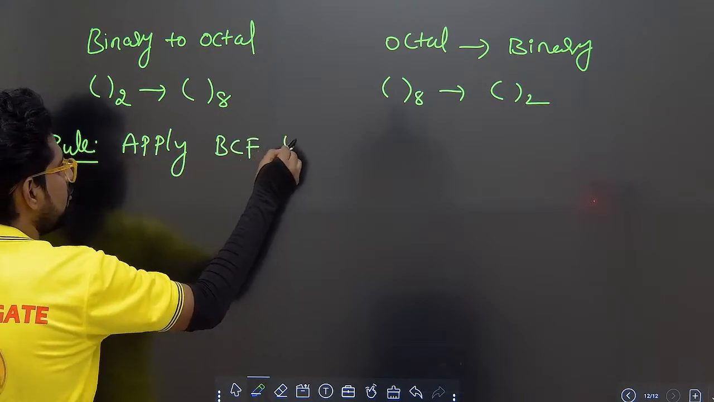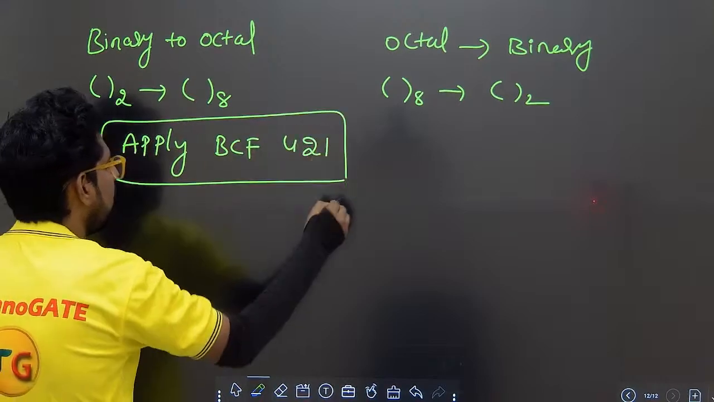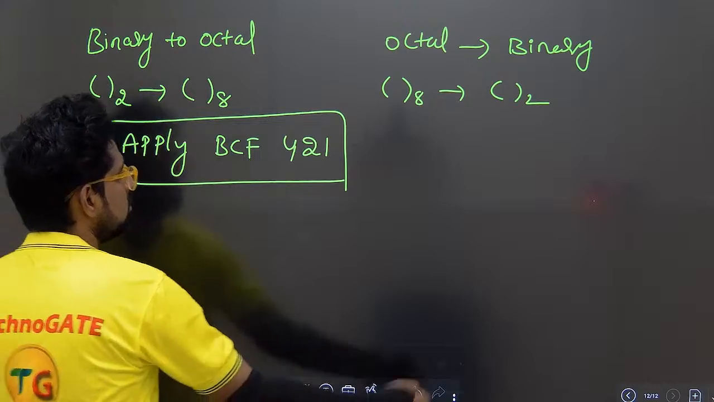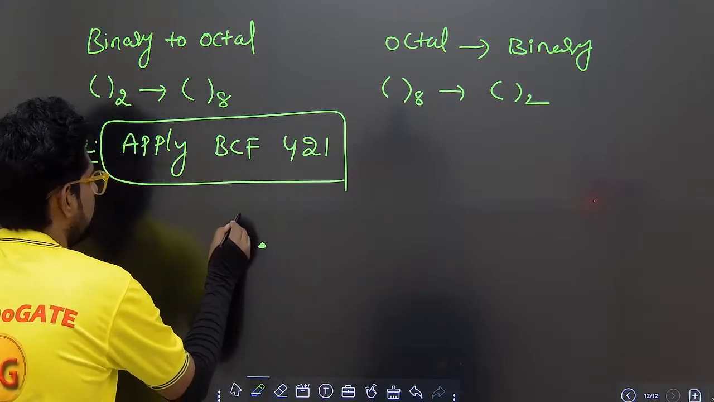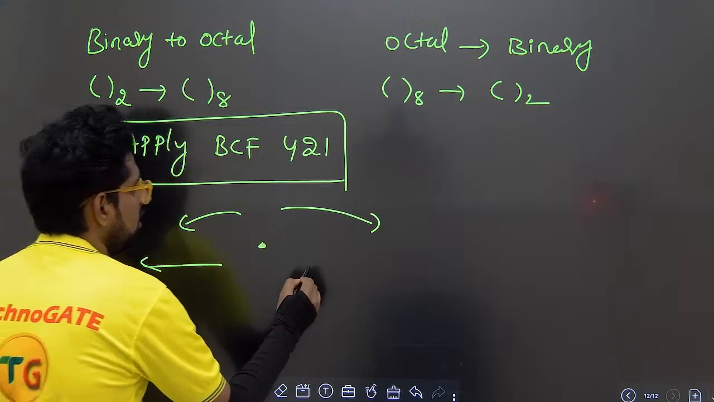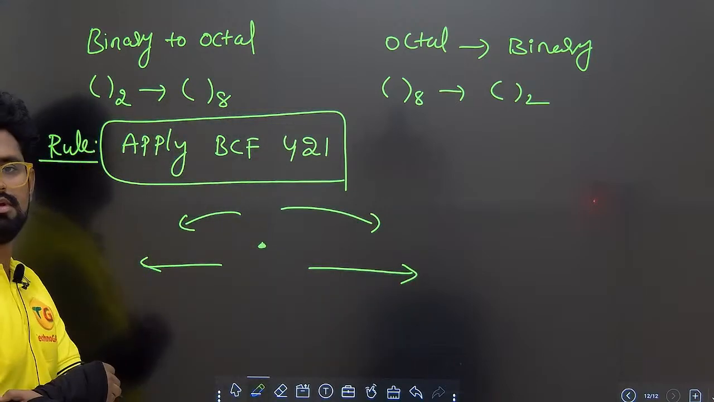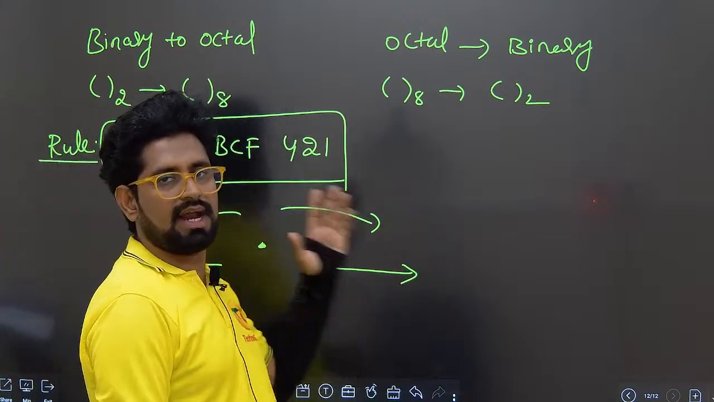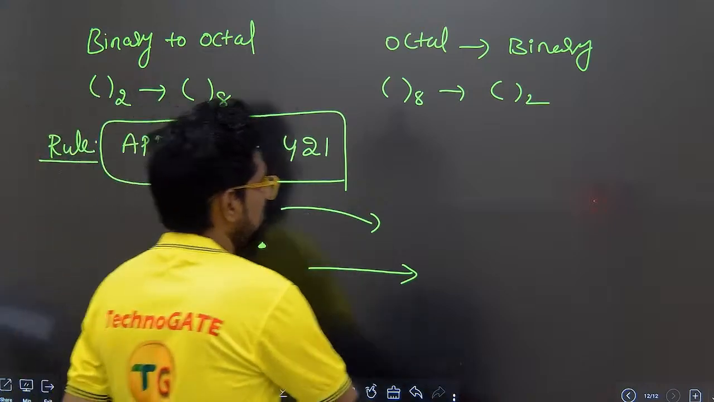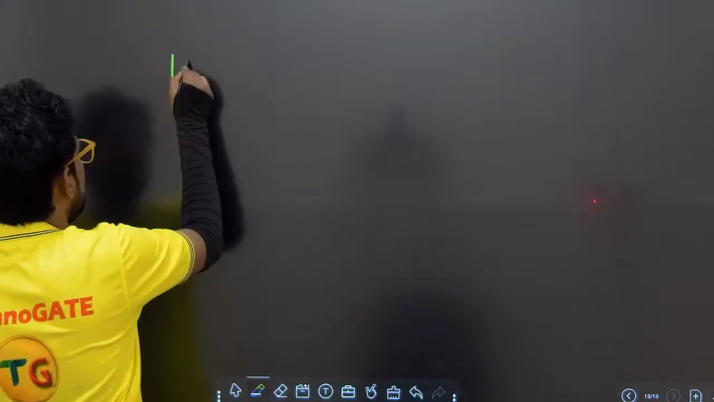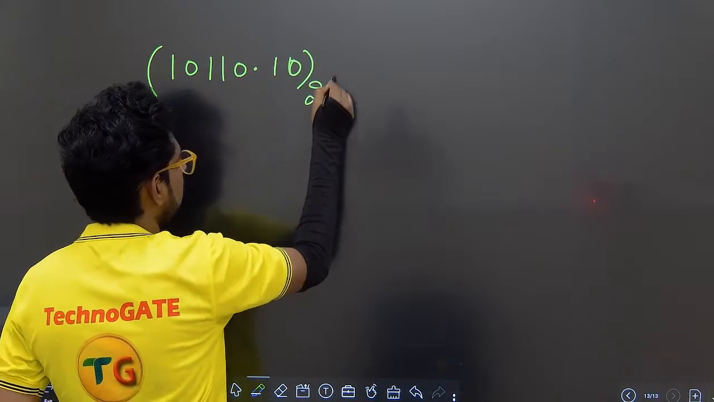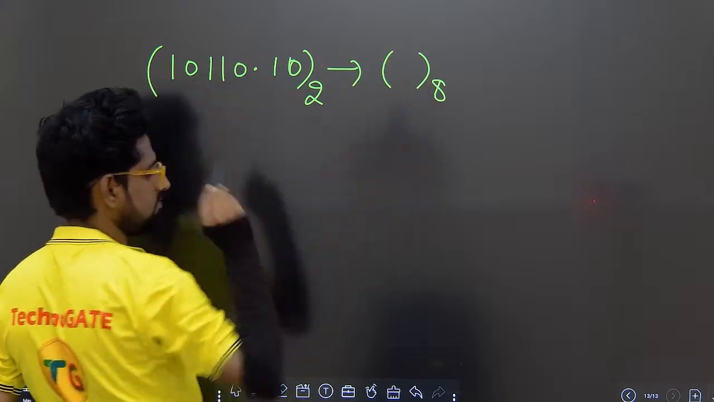Apply binary coded format 421. How you need to apply? So let us take a dot for real part and fraction part. You have to move in this direction. Here you have to move in this direction. So what is this moving in this right side or left side? Let us observe with one example. So binary base 2: 10110.10. I want to convert into base 8.